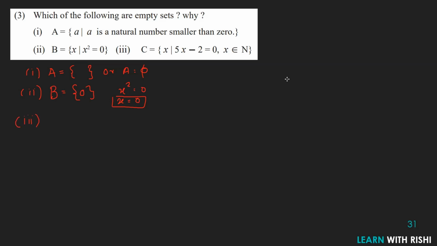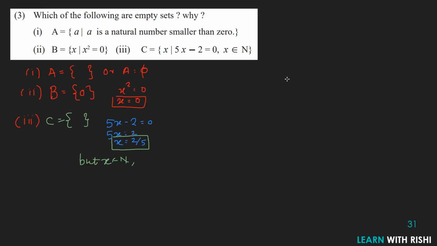C is equal to set of all x such that 5x minus 2 is equal to 0 and x belongs to natural number. Now, let us solve the equation 5x minus 2 equal to 0. So 5x will be equal to 2, x will be equal to 2 by 5. Now x is equal to 2 upon 5. This is a decimal number, or you can say fraction. But in the question, you can see x belongs to natural number. Second condition is but x belongs to natural number. Therefore, our set C will be a null set because there will be no element present in set C.